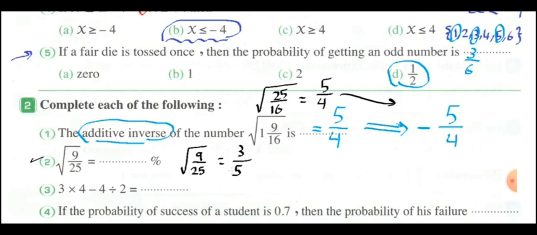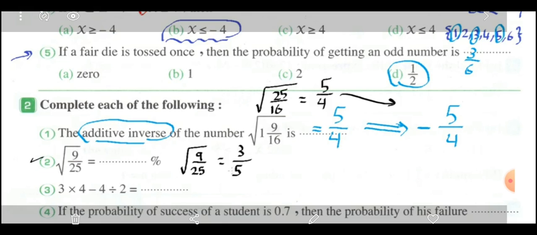Also, the square root of 9 over 25, second example. The square root of 9 equals 3, and the square root of 25 equals 5. Then we get 3 over 5.